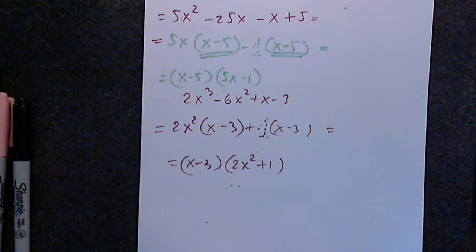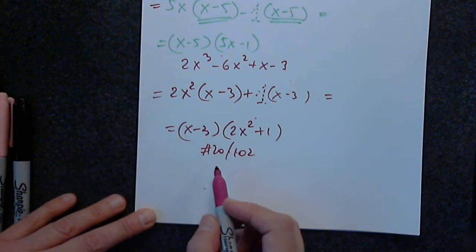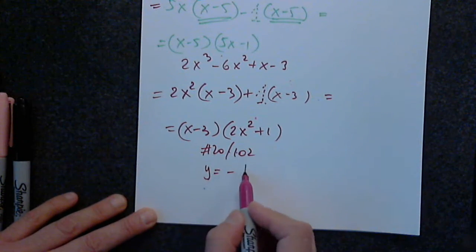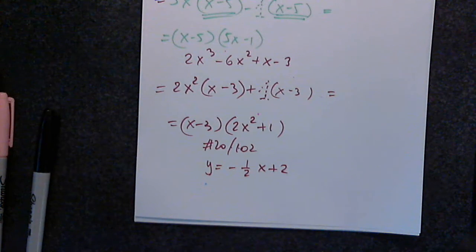Look at problem 20 on page 102. We're asked to graph y equals -1/2 x plus 2. I'm going to put it in. In y equals, we have in parentheses a negative, parentheses, 1 divided by 2, x, and then plus 2.